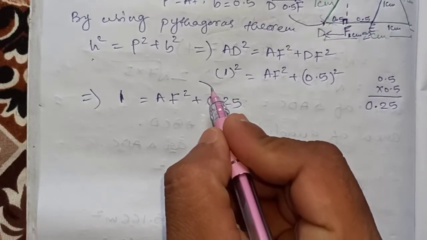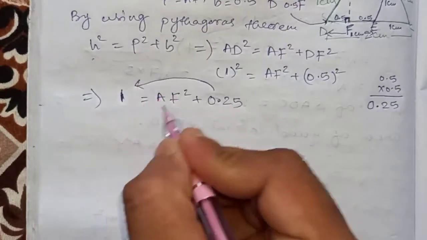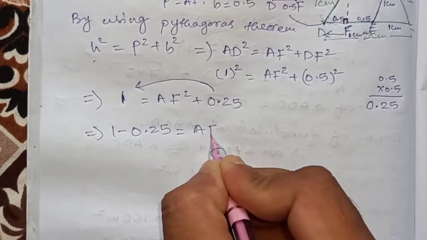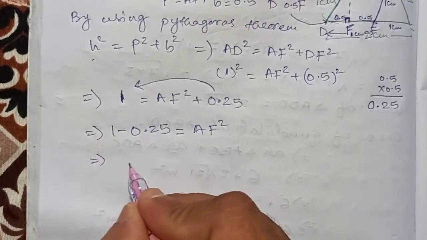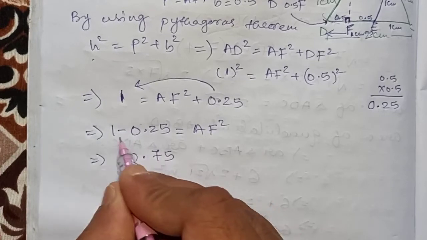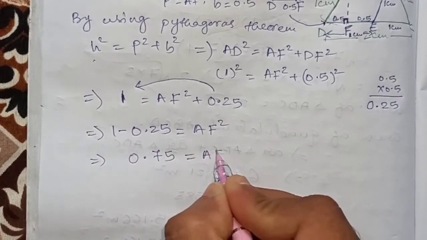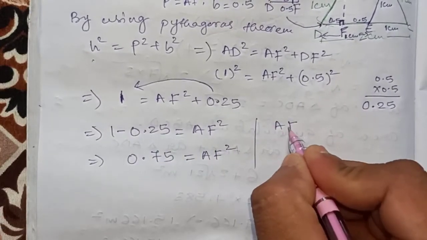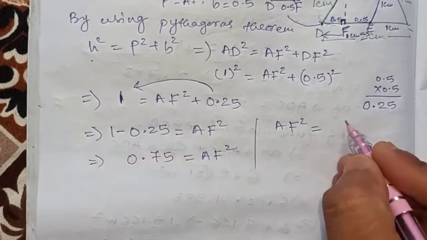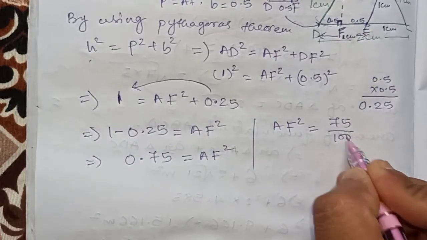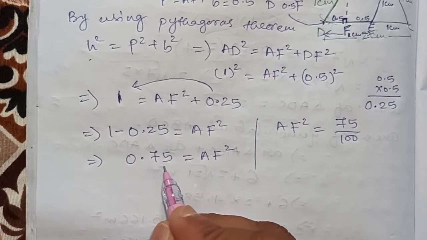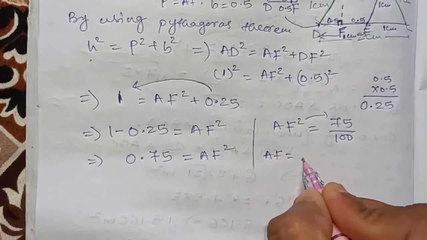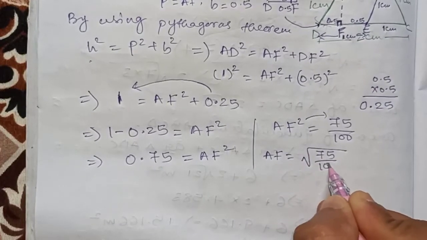Now we will take 0.25 to that side. We will get 1 minus 0.25 equals AF square. Okay, 1 minus 0.25 is 0.75, like 100 minus 25 is 75, so 0.75. If we remove the decimal, we will get AF square equals 0.75, which will become 75 by 100 by removing the decimal. We will take the square root on that side, so AF equals square root of 75 by 100.